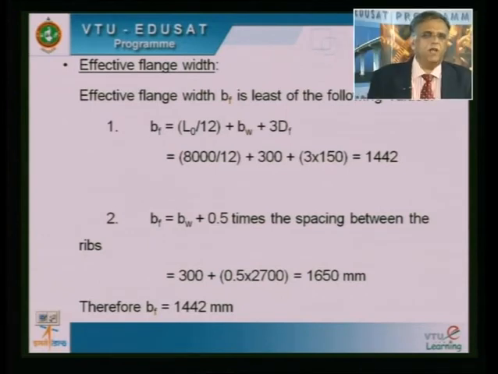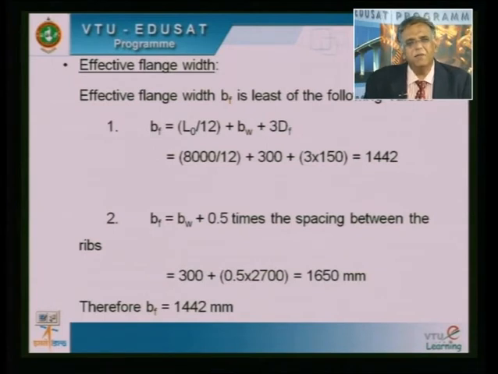Earlier for TBM I had used L naught by 6 plus BW plus 6 times DF, but this time for the L beam the flange width is given by a different formula in the code. So, I have picked up that particular formula given in the code and I am going to write this as 8000 by 12 plus BW 300 plus 3 into 150, that comes to 1442 mm.